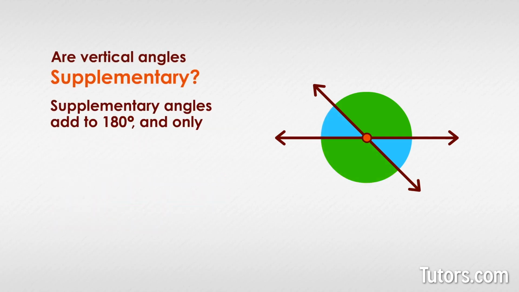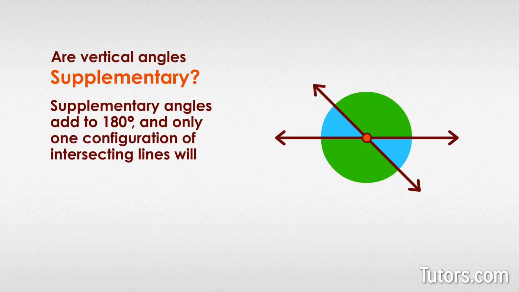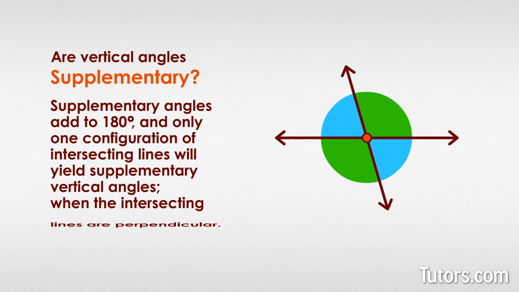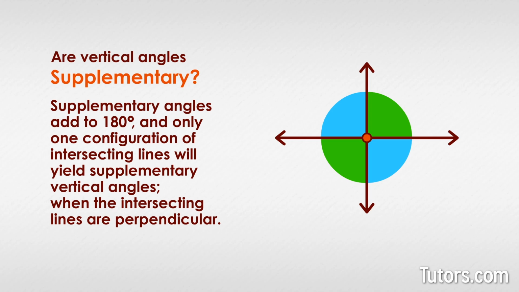Supplementary angles add to 180 degrees, and only one configuration of intersecting lines will yield supplementary vertical angles, when the intersecting lines are perpendicular. This becomes obvious when you realize the opposite congruent vertical angles, call them A, must solve this simple algebra equation. 2A is equal to 180 degrees. This simplifies to A is equal to 90 degrees.